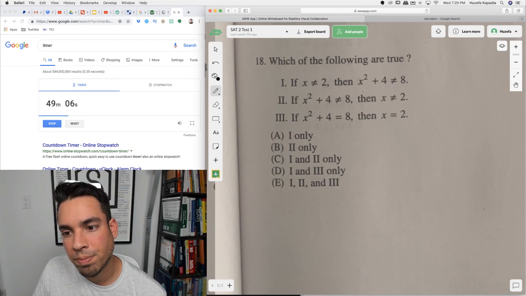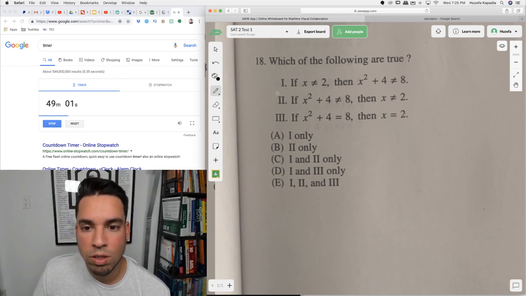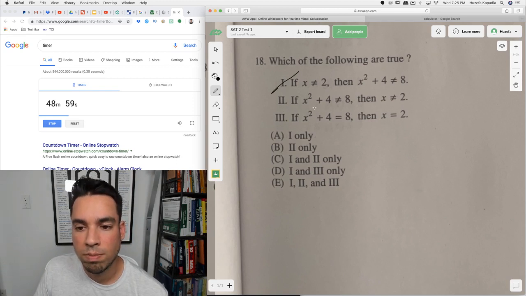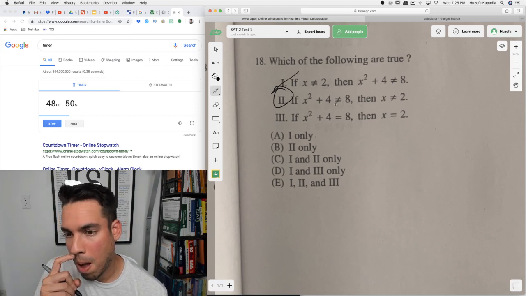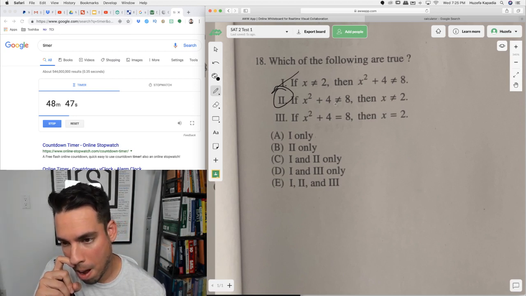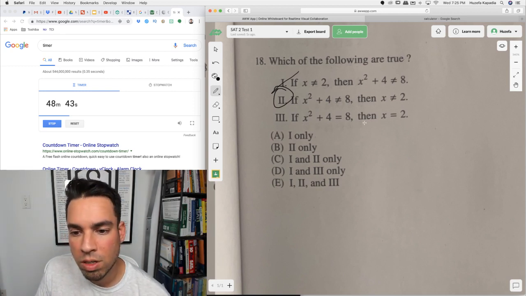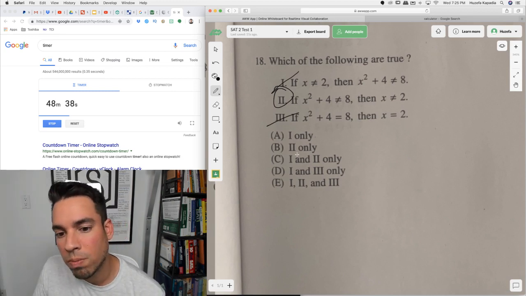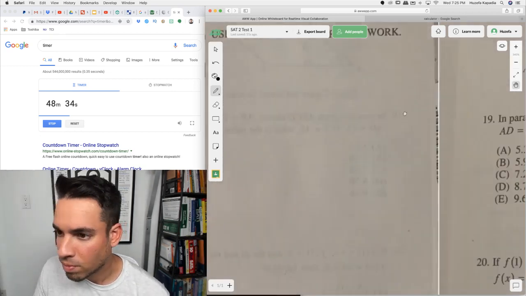Okay, next. Which of the following are true? If x does not equal 2, then this. This is not true. X could equal -2. This is true. Because then x definitely can't be 2 if this is not true. X could be -2. If x squared plus 4 equals 8. No, that's not true because it could be -2. Same thing. So only 2. Only 2, my friends.